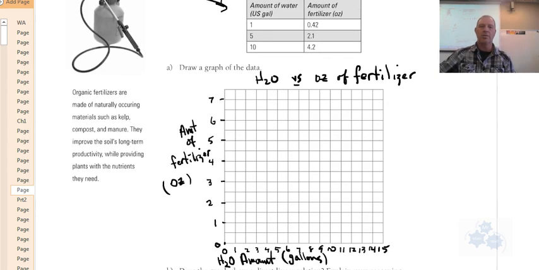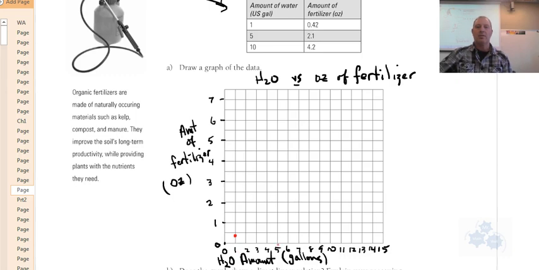All right, so now we're ready to plot some points. I'm going to put the points in red here. So at 1 gallon, we've got about 0.42. So 1 gallon, this is 0.5, so let's say 0.42 is right about there. And just kind of round it, do as best you can.